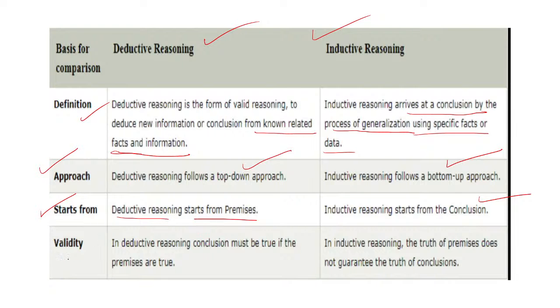Okay. Validity. In deductive reasoning, the conclusion must be true if the premises are true. In deductive reasoning, please remember this, if the premises are true, the conclusion must be true. Whereas in inductive reasoning, the truth of premises does not guarantee the truth of conclusions. If the conclusion is true, it is not guaranteed that the premises are also true. It may not be true.